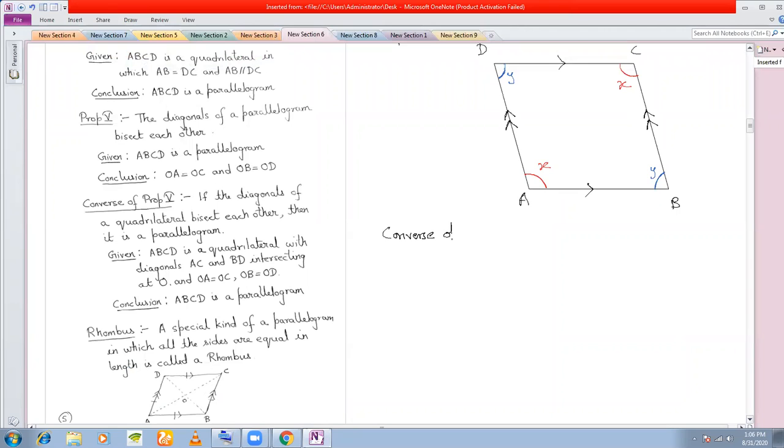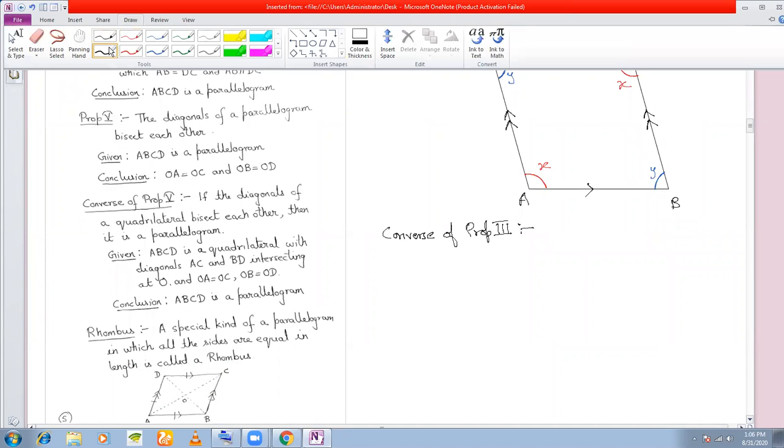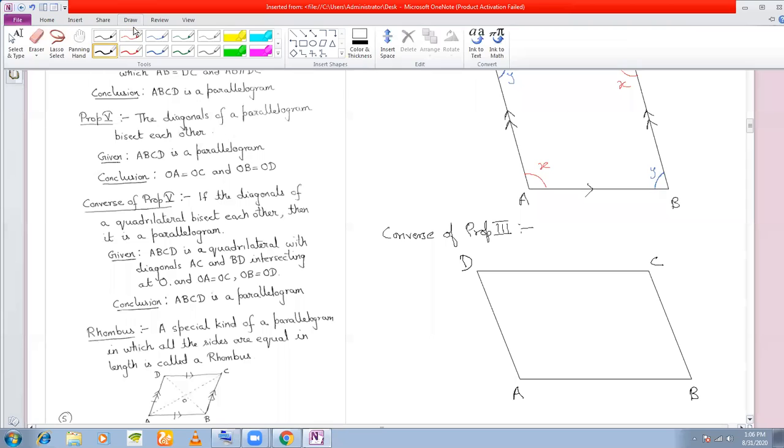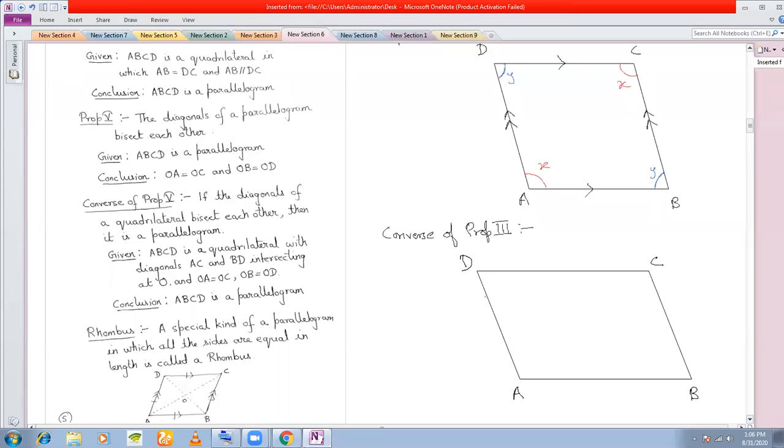Converse of property 3. Now remember, when I was discussing property 3, I told you that a parallelogram was given to you. But here in the converse, I give you any quadrilateral, ABCD. I don't know whether this is a parallelogram, whether this is a rhombus. I don't know. And what else do I give you? I tell you that it is such a quadrilateral in which the opposite angles are equal.